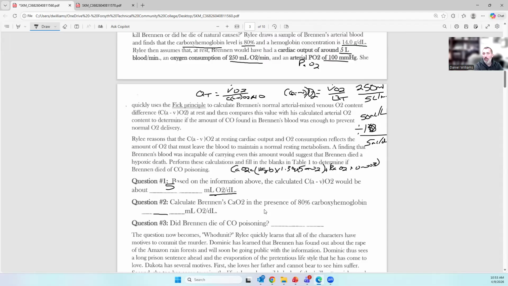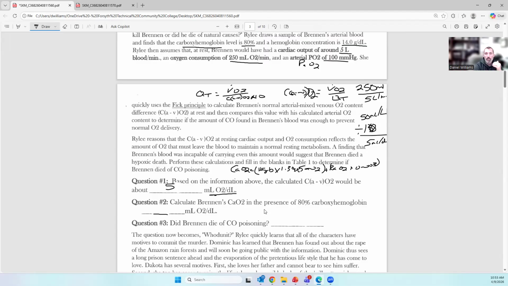Do we have the values that we need to plug into that? Well, we're not quite given an SaO2. We're told that the carboxyhemoglobin level is 80%. So if our carboxyhemoglobin saturation, if you will, is 80%, and we're looking to complete 100%, then the rest of it would be oxygen at 20%. So our SaO2 for oxygen is essentially 20%.